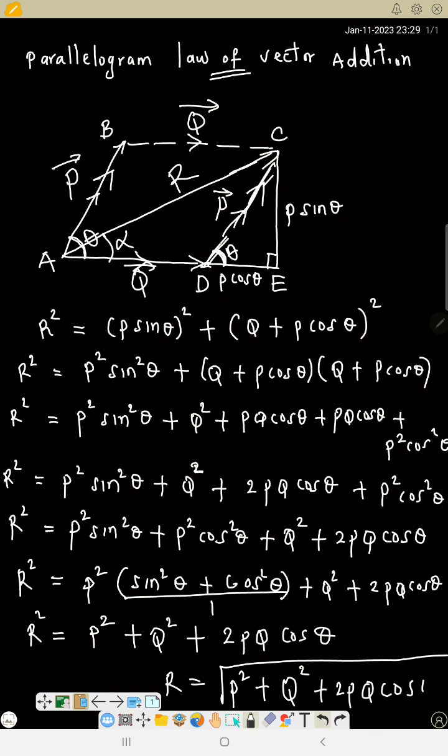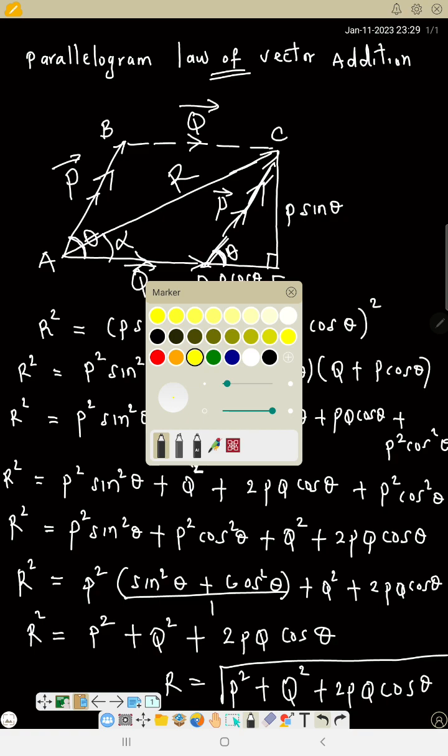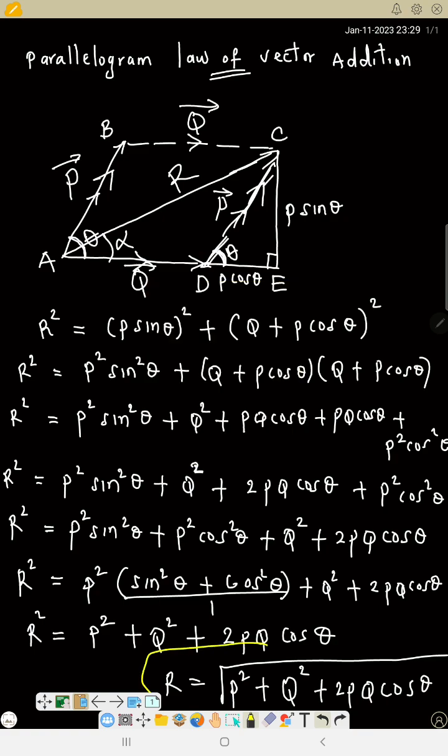Now this formula I got here is the general formula for the resultant of a vector. That is, if two vectors are acting at angle theta to each other, then their resultant r is equal to the square root of p square plus q square plus 2pq cos theta. Now from here, there are the general case and different cases we can get from here. That will be in the next video. This one is just a proof of all the formulas.